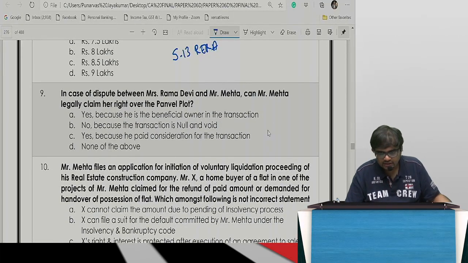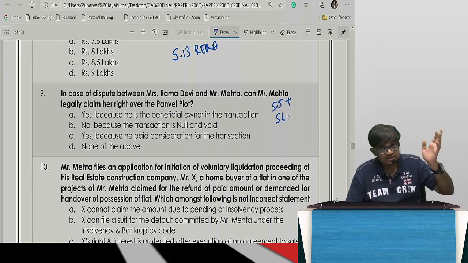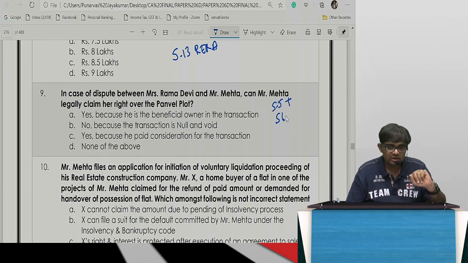So here I can say it may be section 5. We'll see the case study, then decide. But overall, section 5 and 6 of the Benami law.